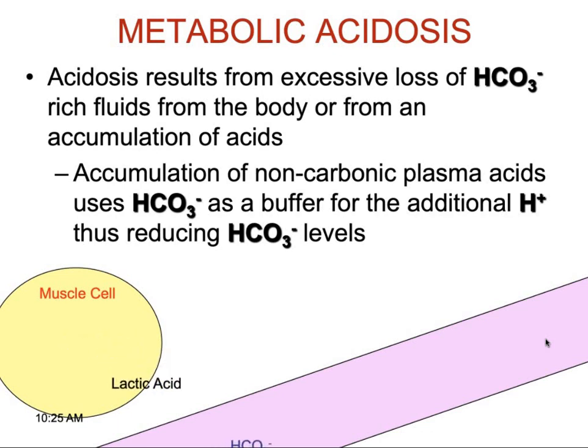So in metabolic acidosis, the acidosis results from excessive loss of bicarbonate from the body, or from an accumulation of acids. Accumulation of non-carbonic plasma acids uses bicarbonate as a buffer for the additional hydrogen ions, thereby reducing bicarbonate levels.